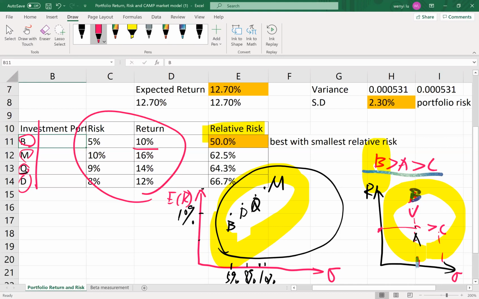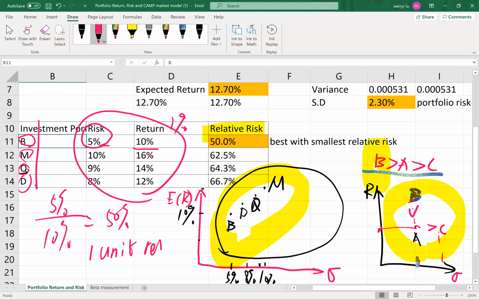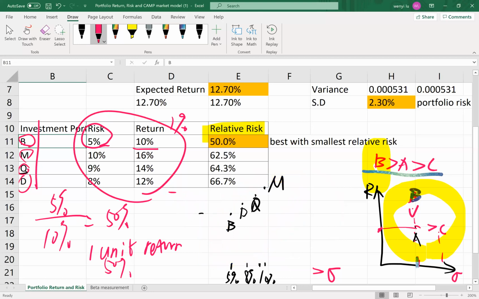With a given, for example, 1% return, what's the relative risk for these four dots? So we use the 5% risk over return. That's equal to 50%. So if you are given 1 unit of return, your B will charge 50% risk with 1 unit of return. Our B will charge 0.5 risk. How about the others? We will do similar calculations for the others.